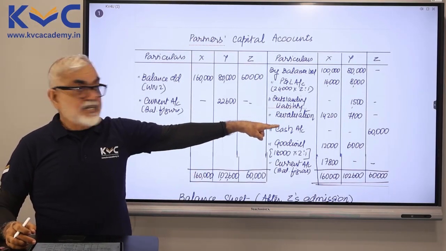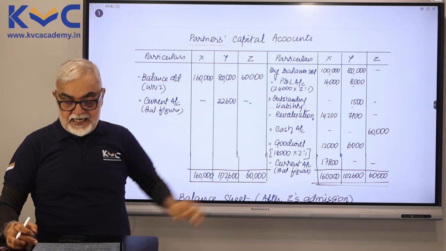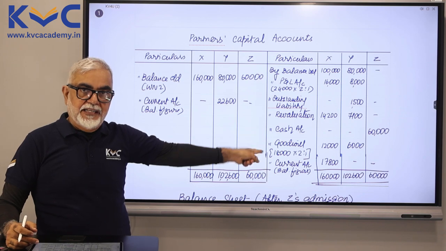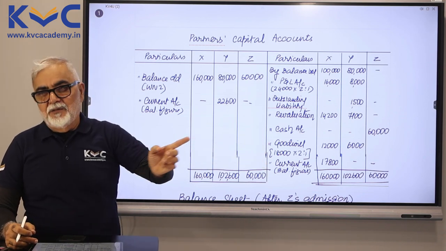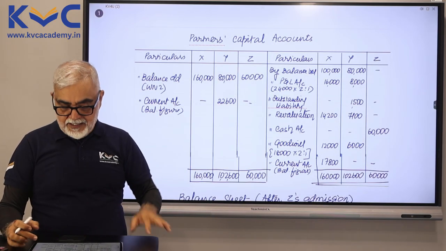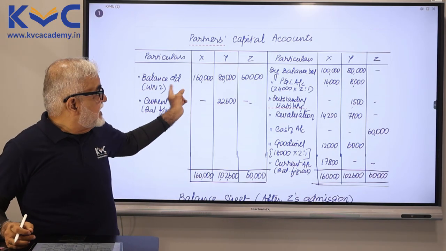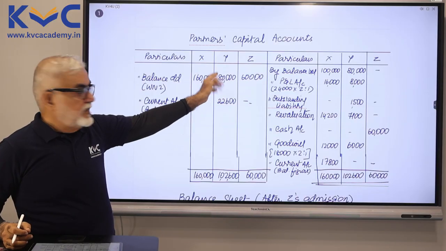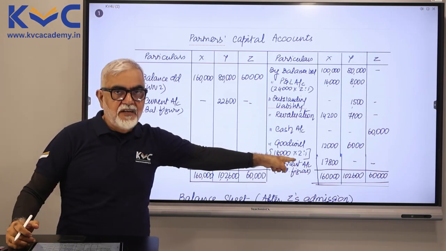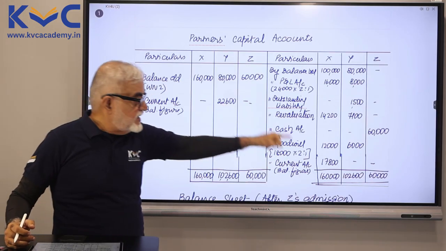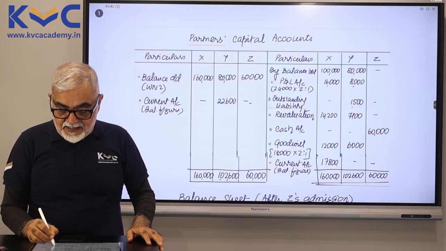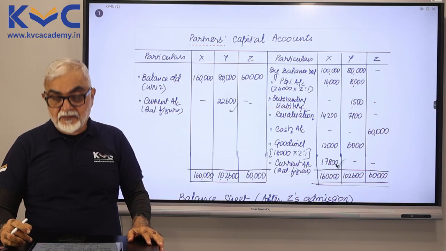He brings in cash as capital. Z brings in 60,000 cash as capital. Goodwill is to be given to the old partners in their profit sharing ratio, 18,000 into 2:1. Profit sharing ratio means, because it is the same as the new ratio, 8:4. Okay. And the closing capital is calculated. So Y has a credit balance and X will have a debit balance. That is the balancing figure.